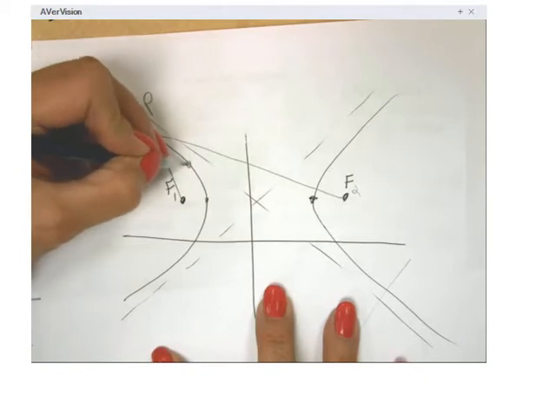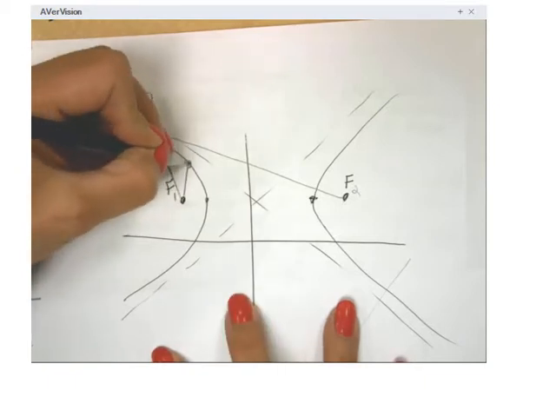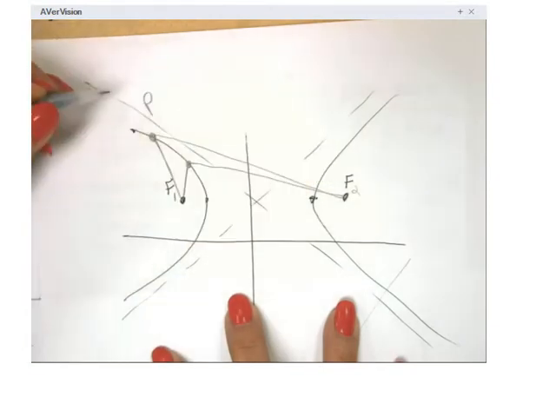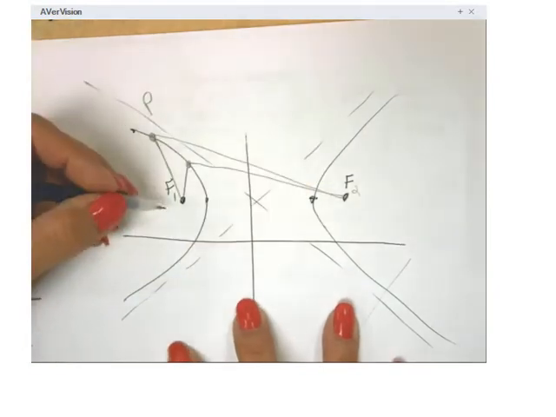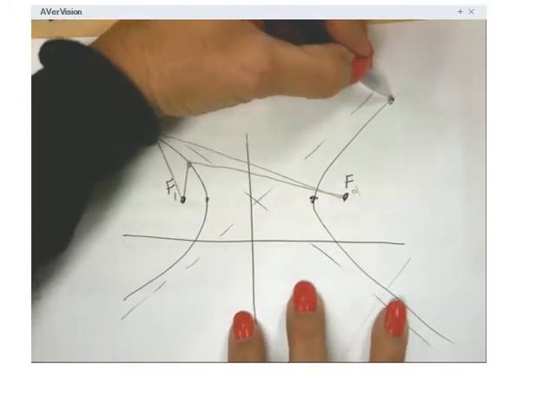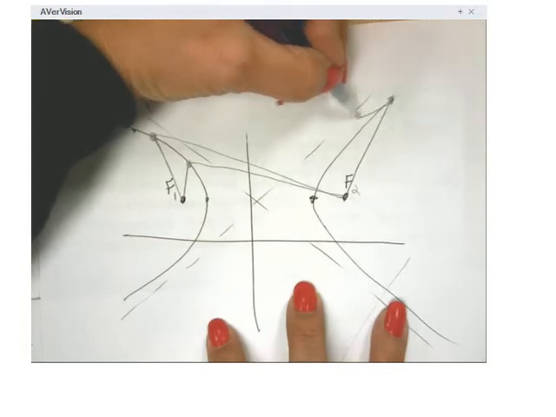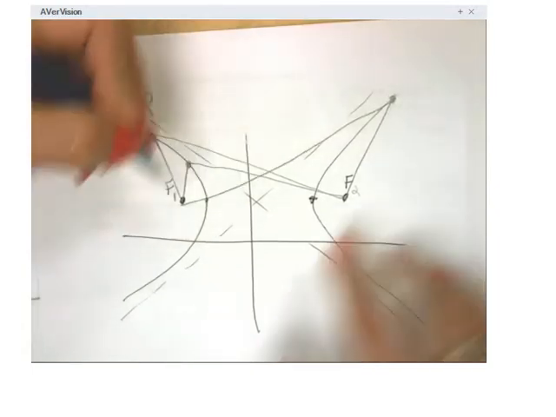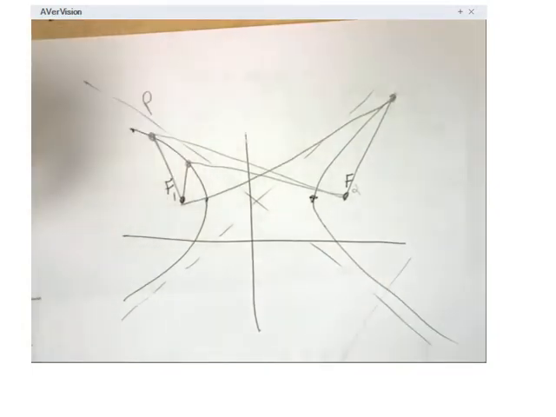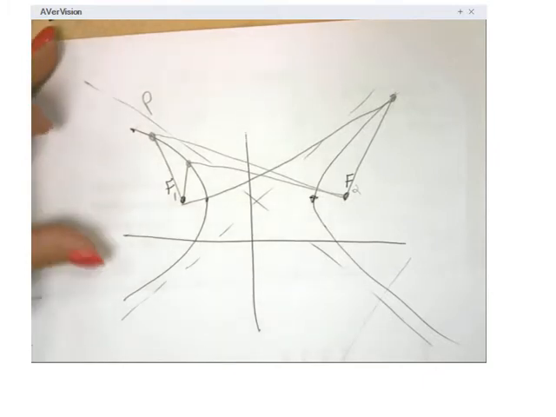So here's another point. This distance and this distance, if I subtract them, will always be a constant. Doesn't matter how far away I go. I can go way up here and take this distance and this distance, subtract those two measures, and that difference, the absolute difference, will always be a constant. Okay, so let's look back.